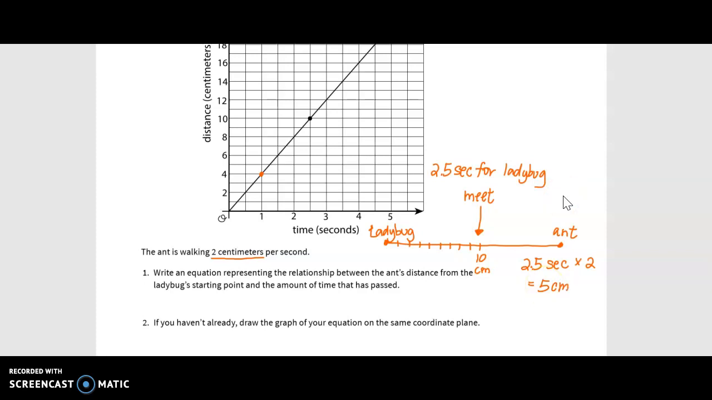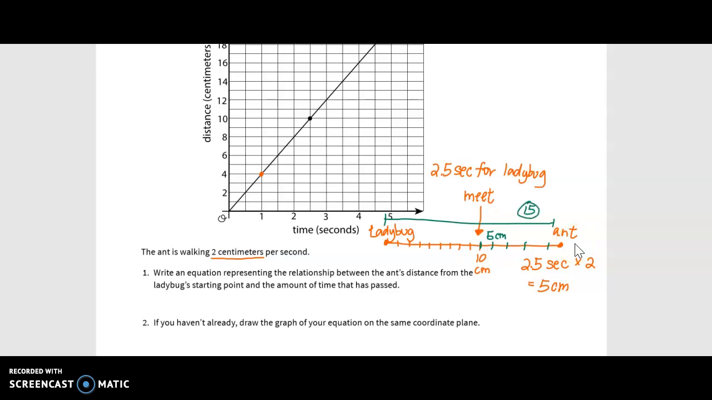So right here for the ladybug it is 10. I'm going to use a different color. For the ant, it's actually 5. 1, 2, 3, 4, 5. So for the ant, that is 5 centimeters. That means the distance from the ladybug to the ant is 10 plus 5, 10 centimeters plus 5 centimeters. So that's the distance from the ladybug to the ant. So the total is 15.